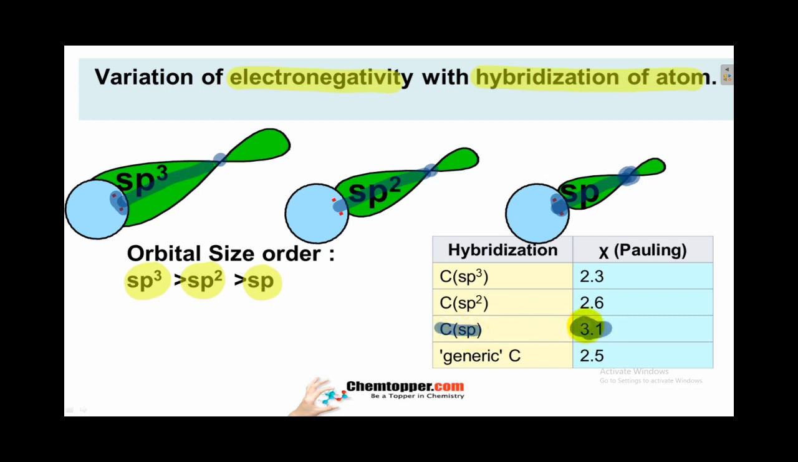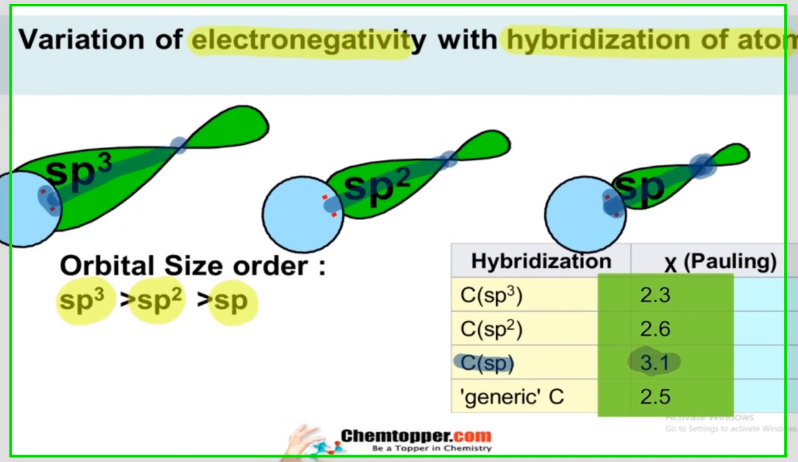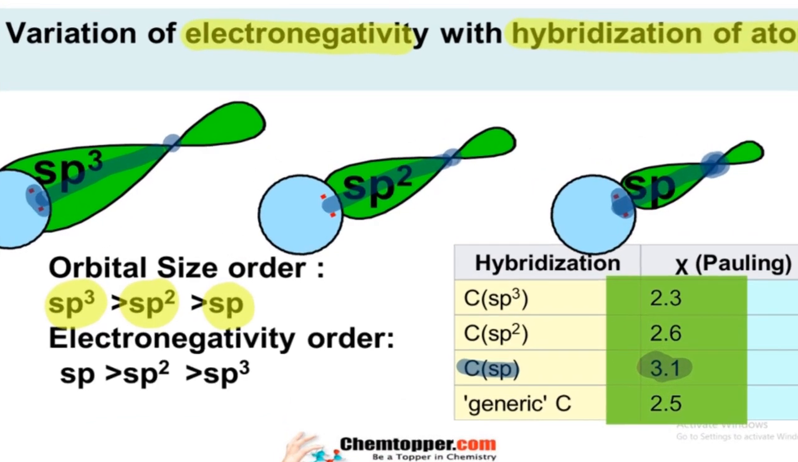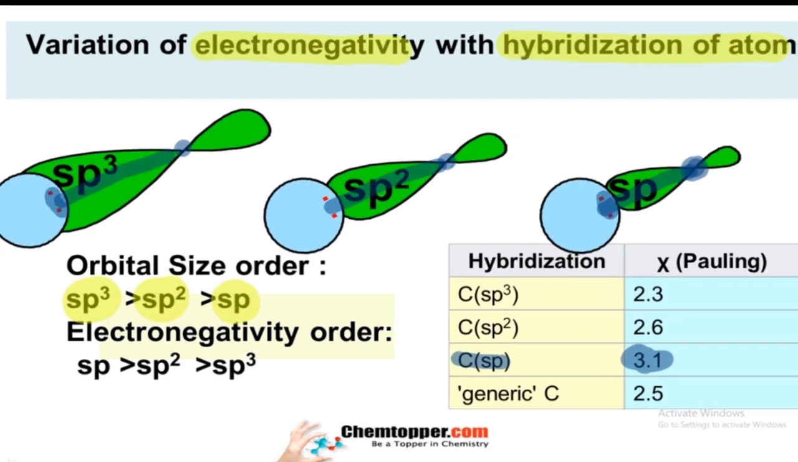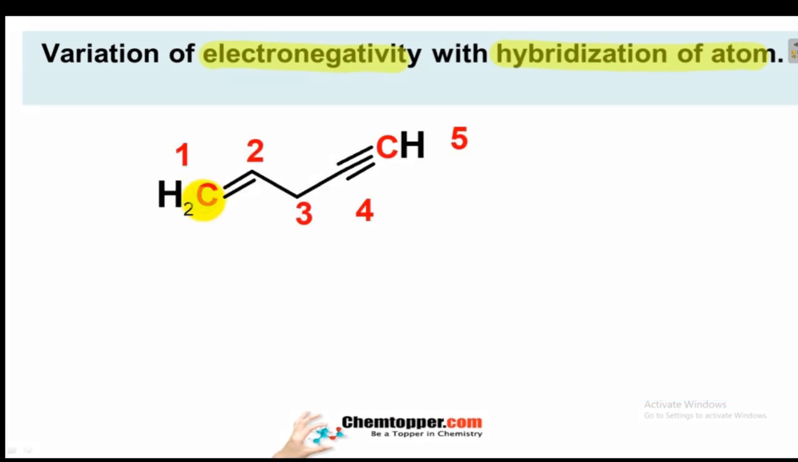This is because of the orbital size order. sp orbitals are smallest and hence closest to the nucleus, so they have maximum electronegativity value. So the electronegativity order based on orbital size is sp more electronegative than sp2, which is more electronegative than sp3. Now we will use this concept in solving the polarity of many carbon-carbon bonds in organic compounds.